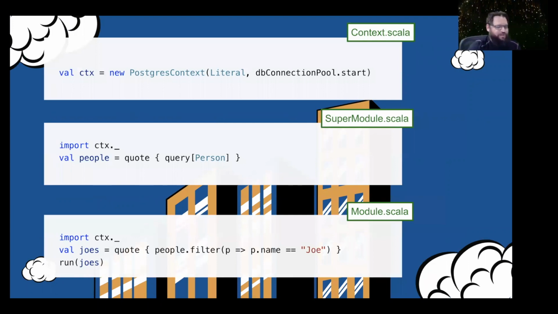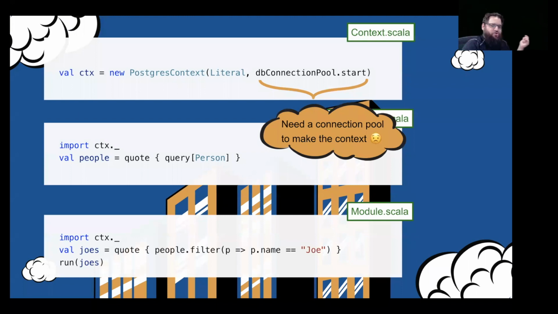Here's a plain old Quill context. The thing you need to understand is that we need to put a connection pool into it in order to create it. That essentially means we need to create this context variable, and we need to import stuff from it in order to be able to do quotation. Quotation comes from inside of here.